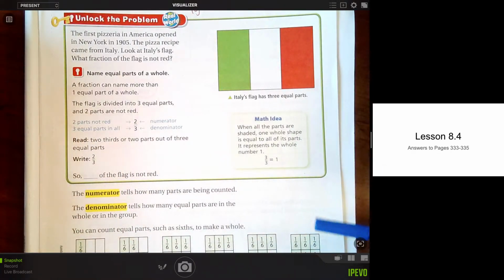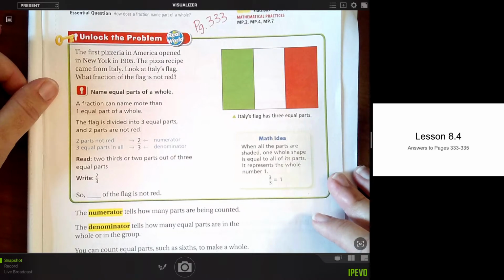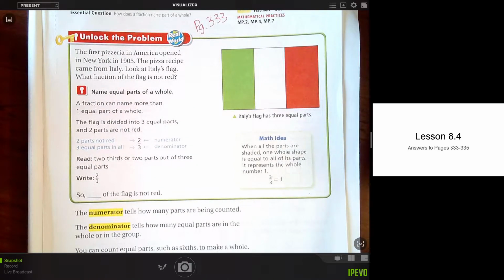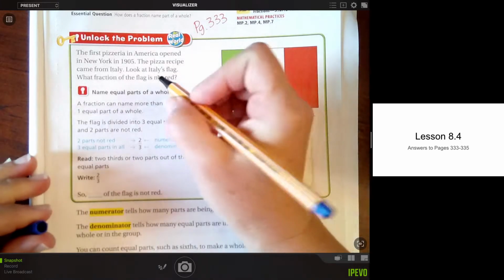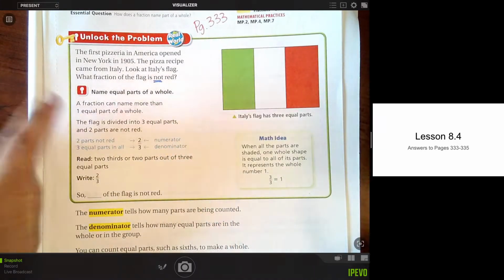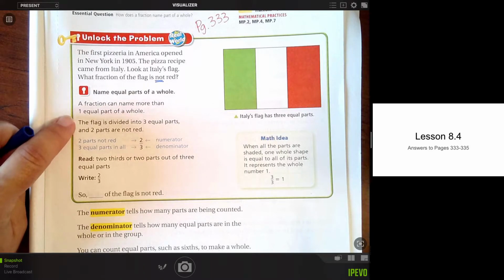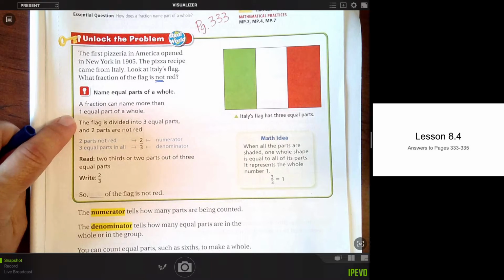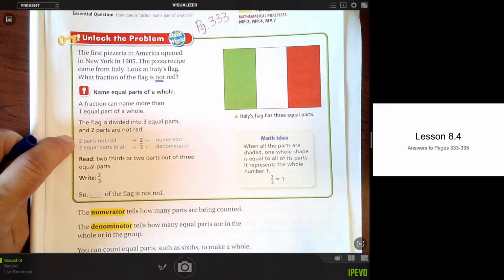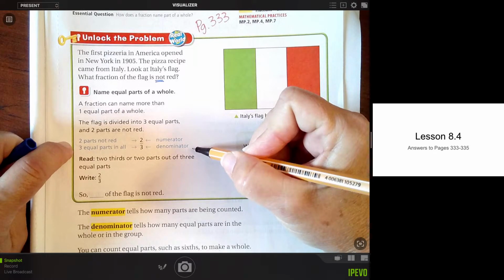The first pizzeria in America opened in New York in 1905. The pizza recipe came from Italy. Look at Italy's flag. What fraction of the flag is not red? We're going to name equal parts of a whole. A fraction can name more than one equal part of a whole. Now the flag is divided into 3 equal parts, and 2 parts are not red.